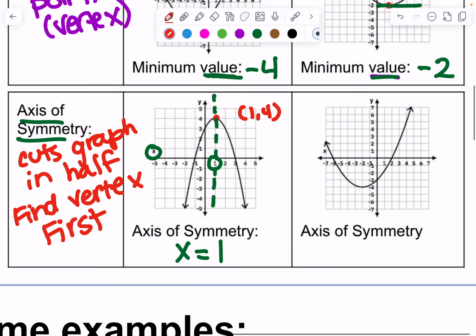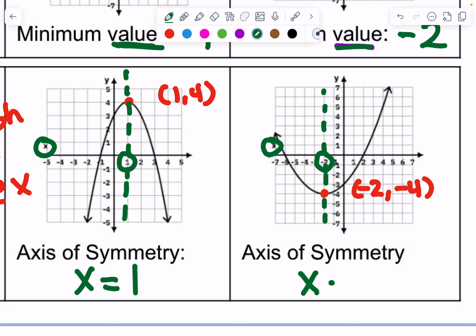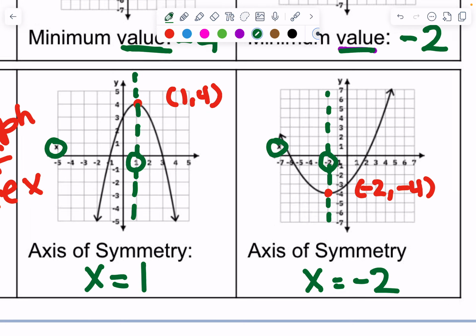If I look at my next one, I want to find the vertex first. My vertex is right here, the lowest point. That gives me -2, -4. Now, I want to cut the graph in half, so I'm going to go to the vertex and start drawing my line. And I see I hit -2 on the x-axis, so x equals -2. That's my answer. We're done.